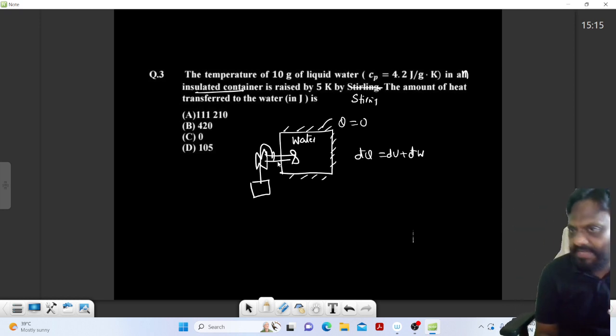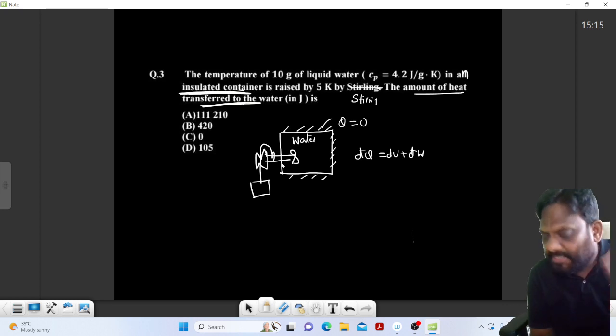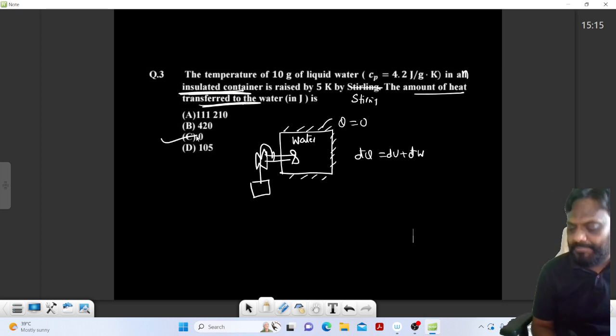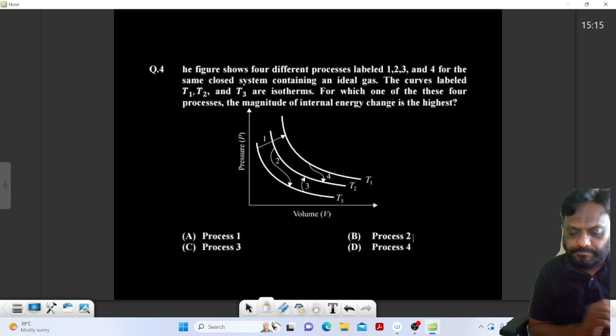But observe clearly, he is asking the amount of heat transfer. It is perfectly insulated, so there is only work transfer and no heat transfer. So the heat transfer is 0. Good. Go to the next question.